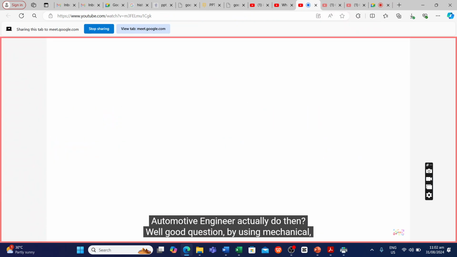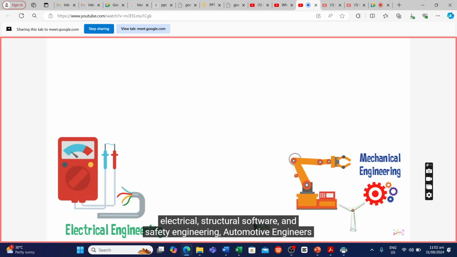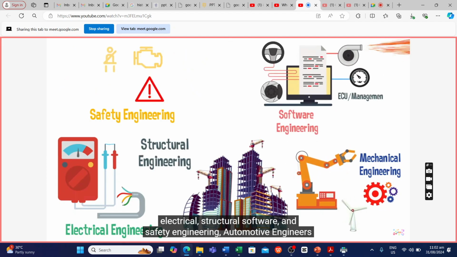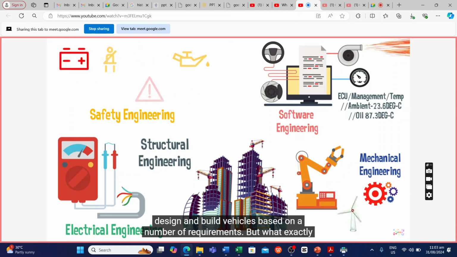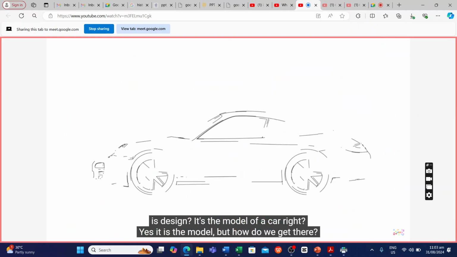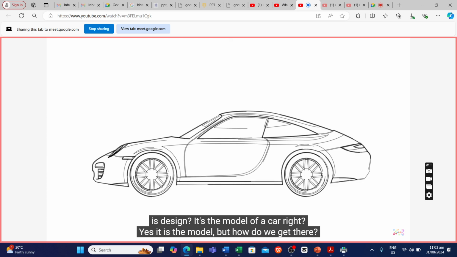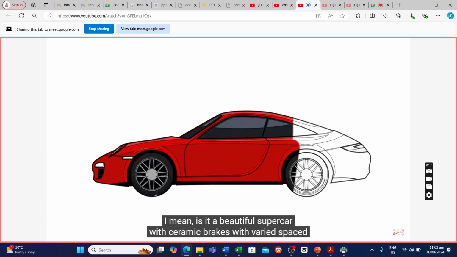Well, good question. By using mechanical, electrical, structural software, and safety engineering, automotive engineers design and build vehicles based on a number of requirements. But what exactly is design? It's the model of a car, right? Yes, it is the model. But how do we get there?